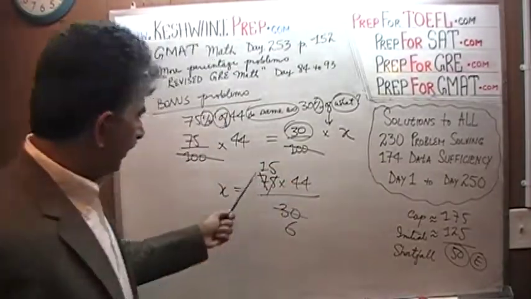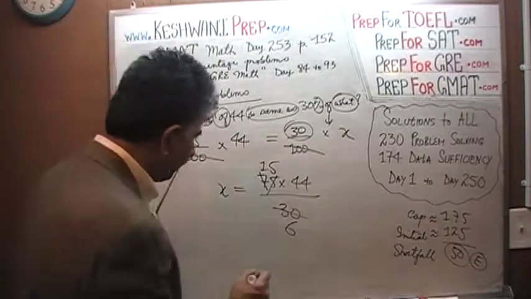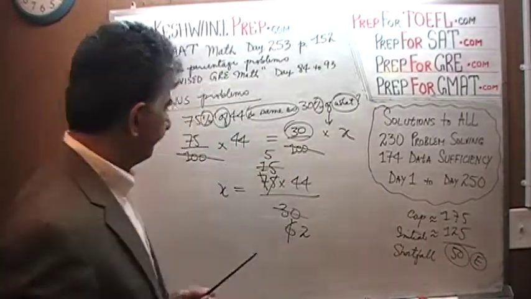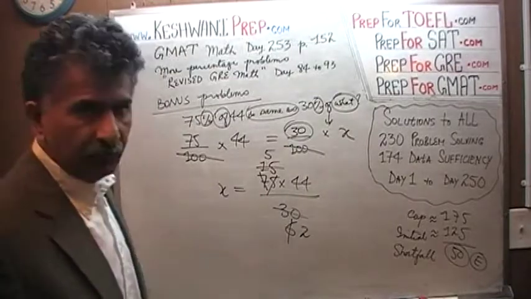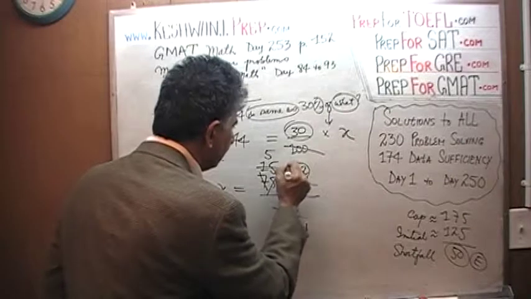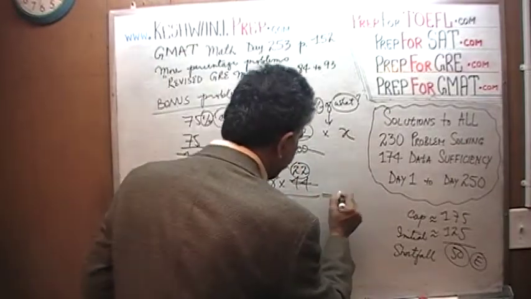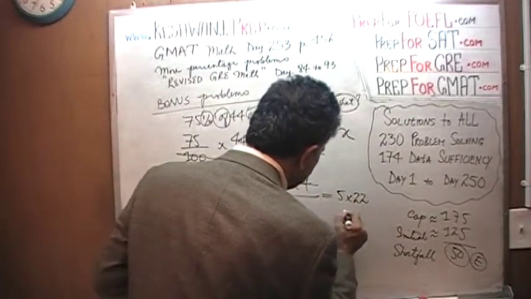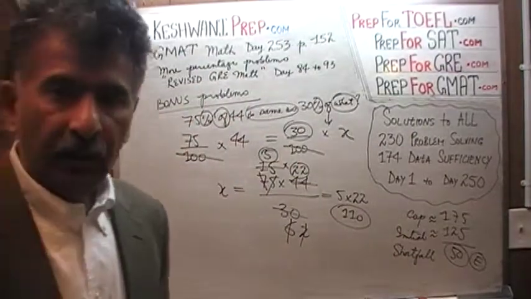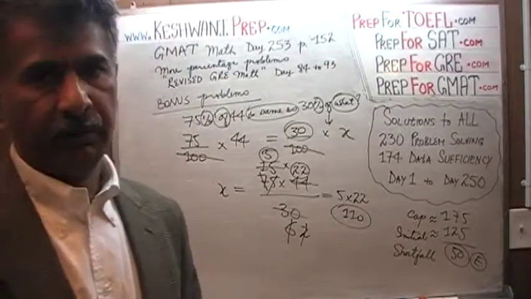There you go. Oh, we can go one more round with 3. 6 will become 2 and this will become 5. And then we can do 44 and 2. 2 goes into 44 22 times. So it's 22 times 5. The answer is 5 times 22 or 110. The unknown quantity is 110.